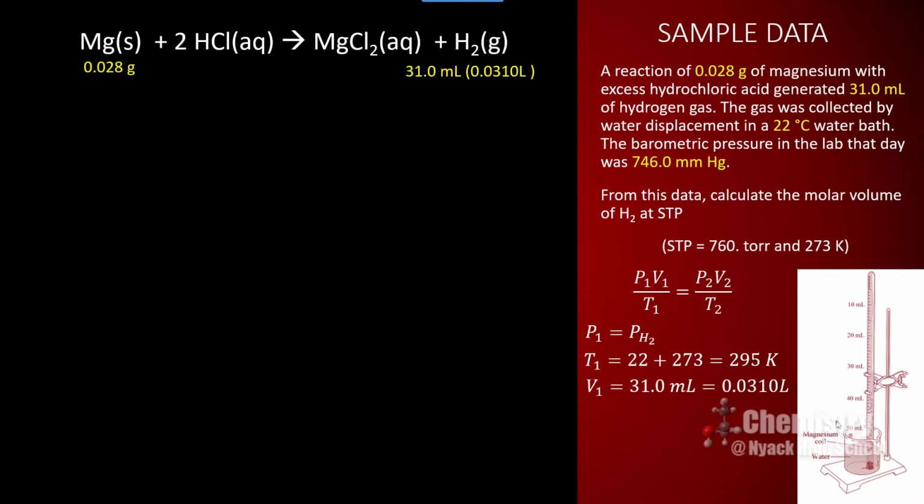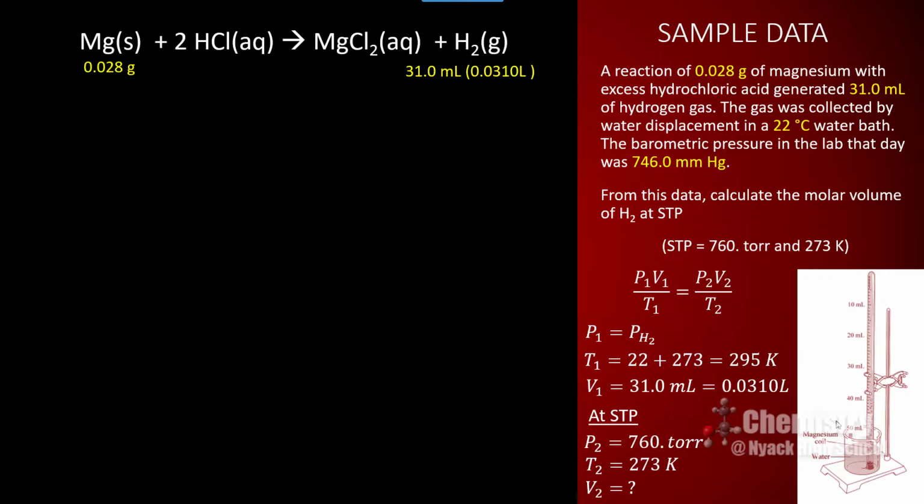The initial pressure of the hydrogen gas is the dry pressure of the hydrogen gas in the eudiometer. The initial temperature is 295 Kelvin. The initial volume, of course, is 31 milliliters. Again, at STP, the second pressure, P2, is 760 torr and T2 is 273 Kelvin.